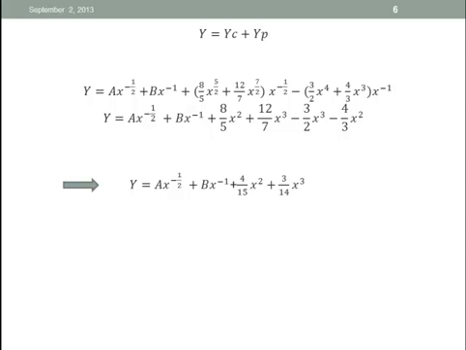So for further simplification, we have now the equation a x raised to the negative 1 half plus b x raised to the negative 1 plus 4 over 15 x raised to 2 plus 3 over 14 x raised to 3. So that will be our final answer.